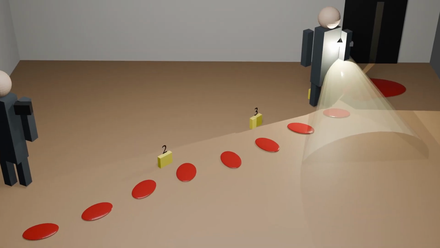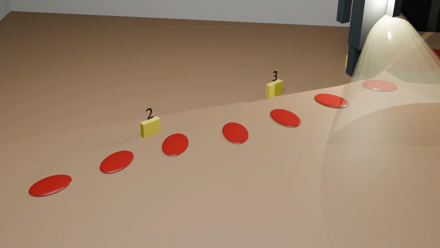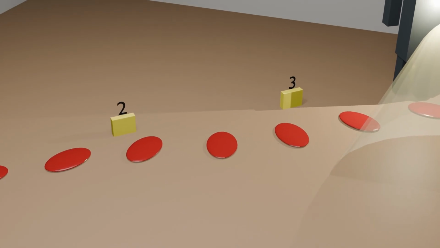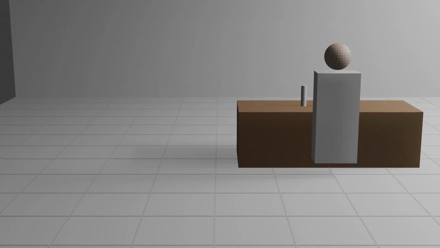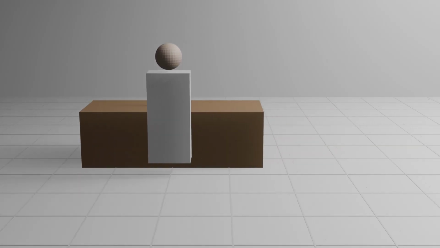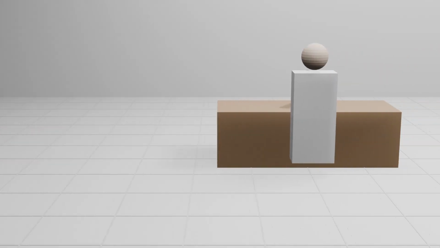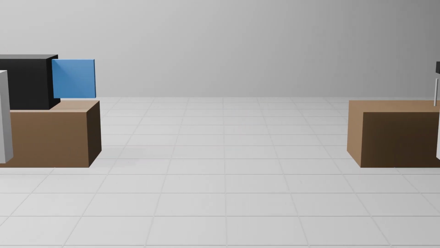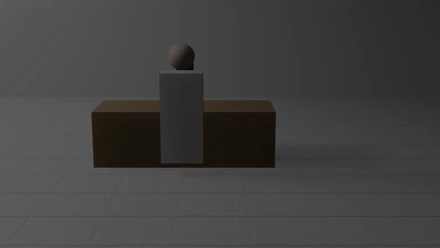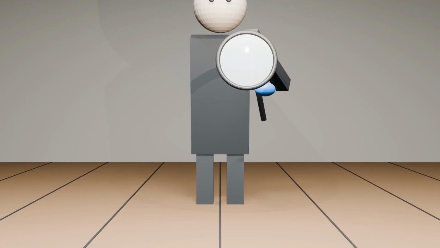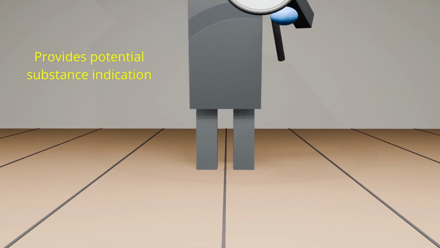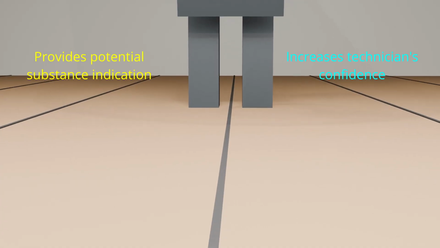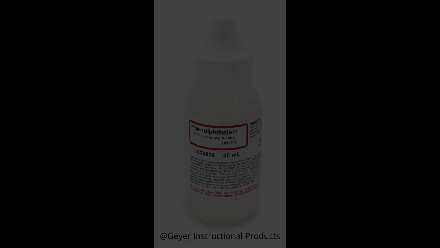In messy crime scenes, technicians and investigators may be presented with ambiguous stains that appear as blood. There truly is no way to know unless confirming with lab equipment and instrumentation. However, portable confirmatory testing is not quite feasible in the field yet. Instead, presumptive tests are employed to both provide a possible substance indication and increase the confidence level of the technician to what they are collecting.